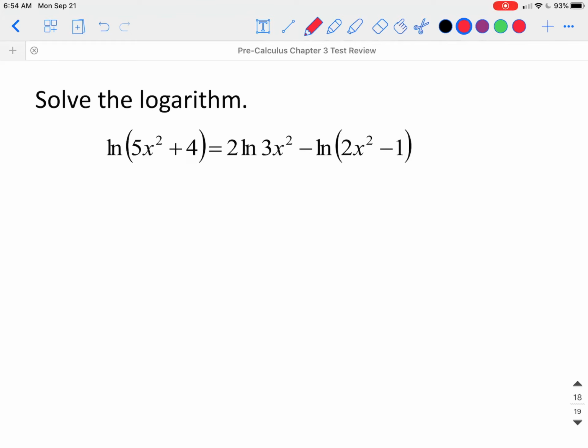We need to solve the logarithm. The first thing we can do is we can get this 2 that is out front back up as an exponent.